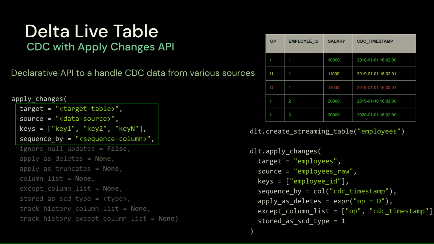Employee ID is my primary key. In this case, I have a deletion case, so I'm saying op equals D. And then I want to exclude op and CDC timestamp from being materialized into the target table, because I don't need those columns downstream. And in this case, I'm just using SCD type 1, but you can use type 2 as well.